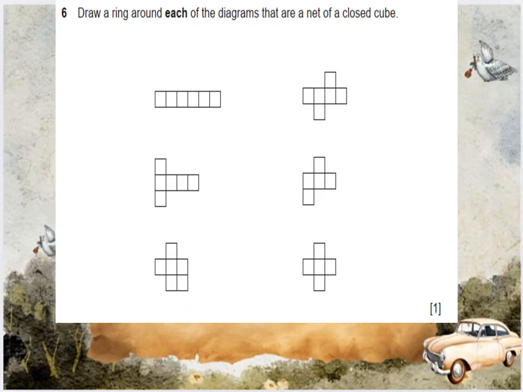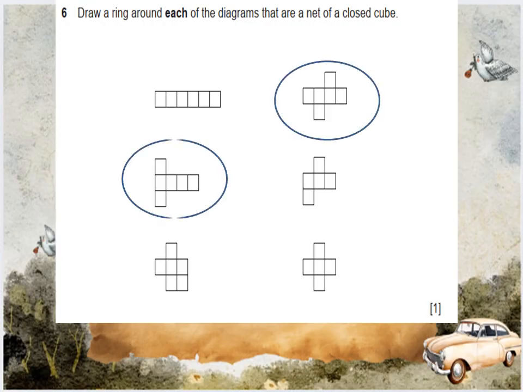Draw a ring around each of the diagrams that are a net of a closed cube. Here the first one, 2, 4, 6, but you cannot fold it to make a cube. The second one, yes, using imagination, you'll find this. It can be folded. Number 3, yes, because it's a T shape. We said before that the T shape can be a closed cube. And that's it. We don't have any other.